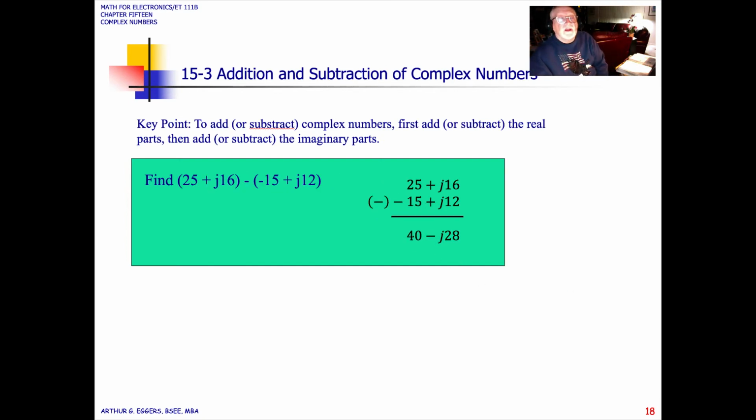Now, if I want to take the difference and do a subtraction, again, put them together just like you would for a subtraction problem: 25 plus j16 minus 15 plus j12. When I combine the imaginary terms, I get a minus j28 and I get a minus 40.